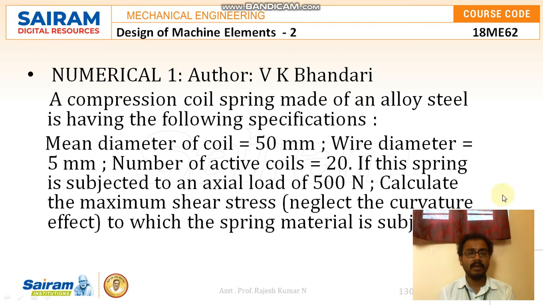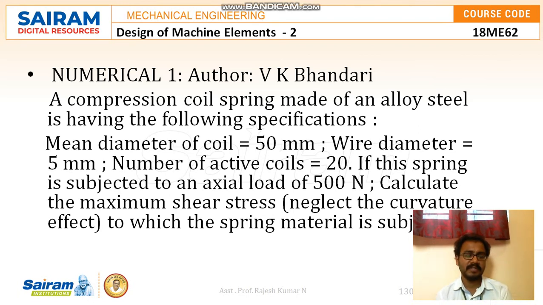For solving all these problems, I have taken questions from the university prescribed author V.K. Bhandari, the textbook Design of Machine Elements 2 by V.K. Bhandari. I have taken all the problems only from this author. So we shall move to the first question, that is, a compression coil spring made of an alloy steel is having the following specification.